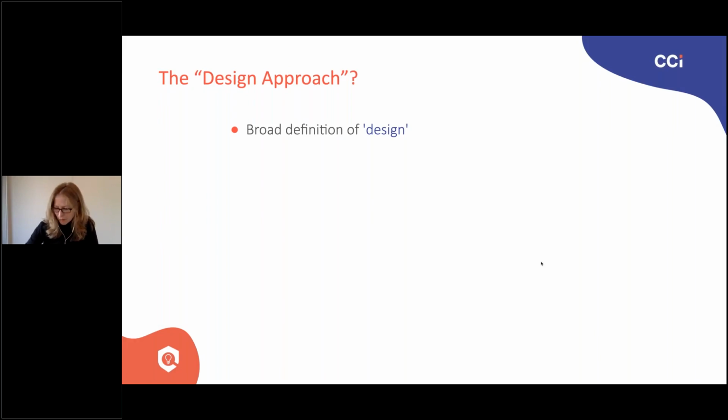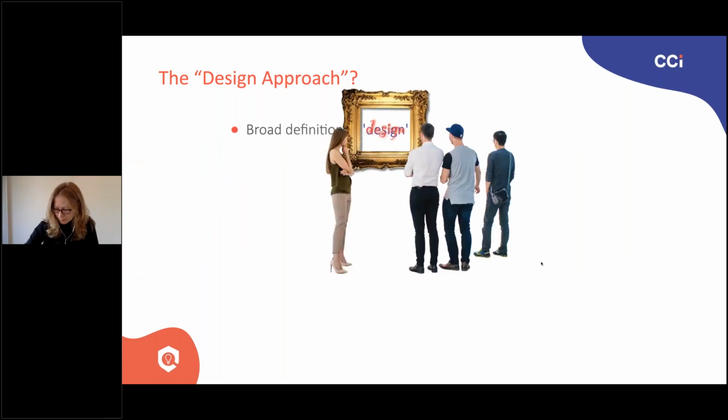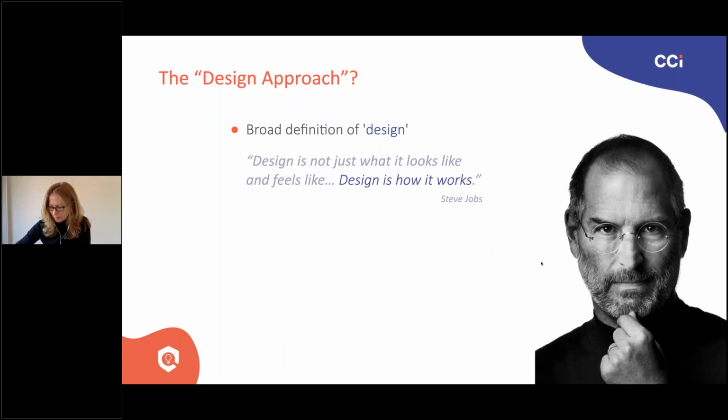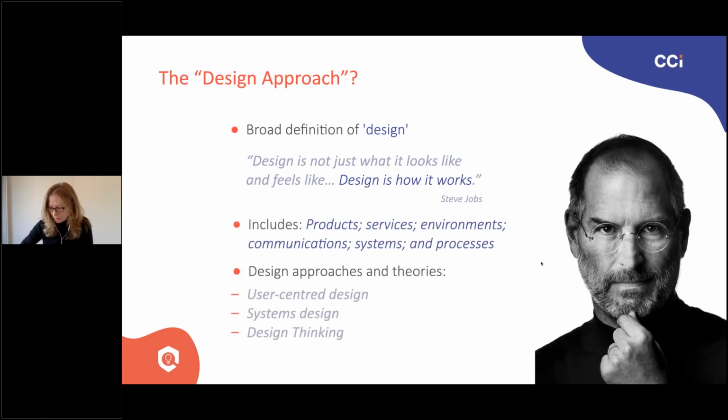That means we take a very broad definition of design. So we don't mean design as in styling or fashion or just how things look, but as Steve Jobs would say, it's about how it works. So not just what it looks like or how it feels, but how something works is a part of design. So that means we're looking at things like product design, service design, design of environments, of communications, of systems and of processes, ways of doing things. And we're using design approaches and theories around things like user-centered design, systems design, design thinking, and human-centered design.